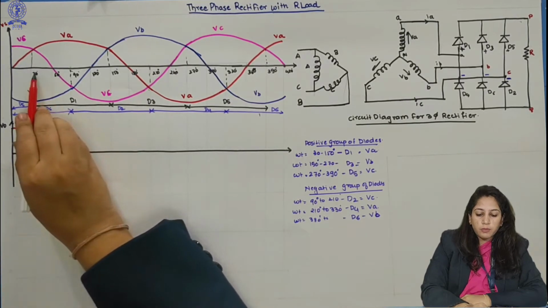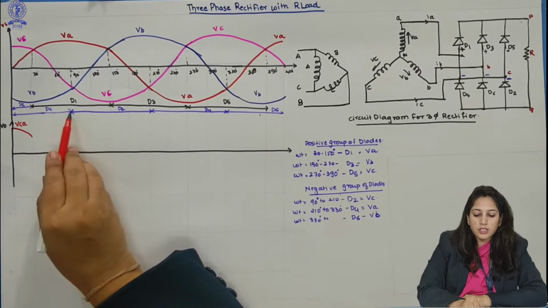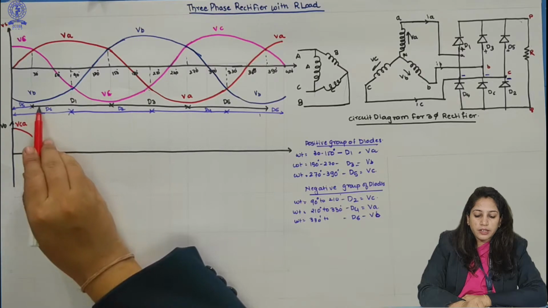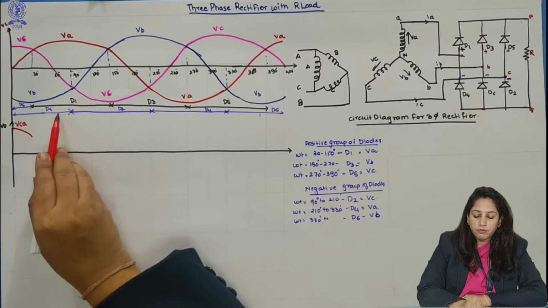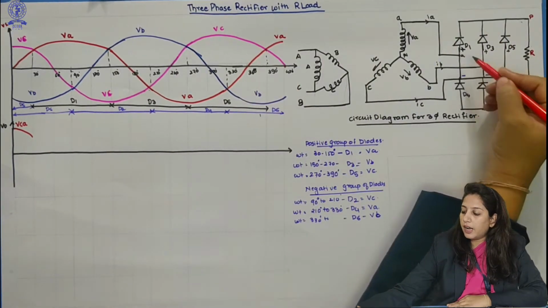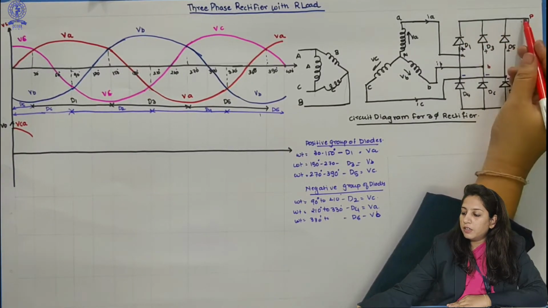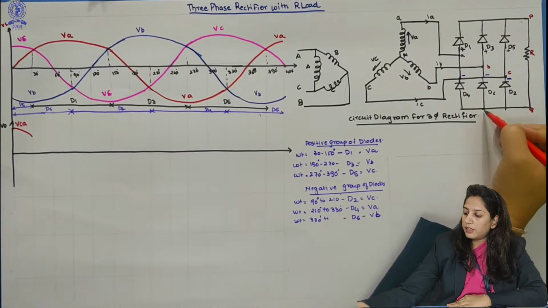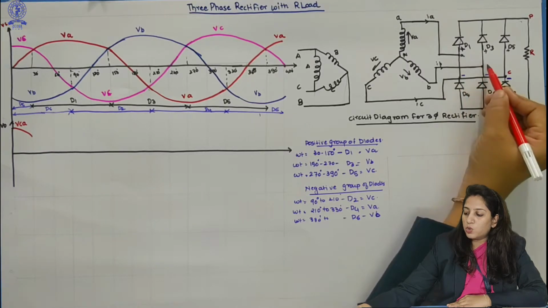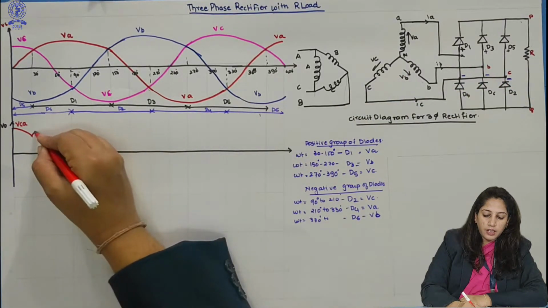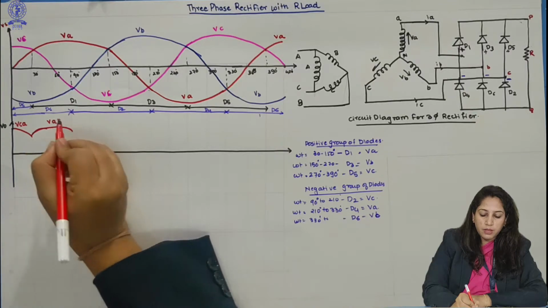VCA. Then from 30 degrees to 90 degrees, why 30 to 90? Because after 90 degrees D6 is changing, and from 30 degrees D1 is there. So from 30 to 90 degrees D1 and D6 are conducting. Current flows from A through D1, through the load, and back through D6 to B. So current is flowing from A to B, and we call this VAB. So from 30 to 90 degrees it is VAB.